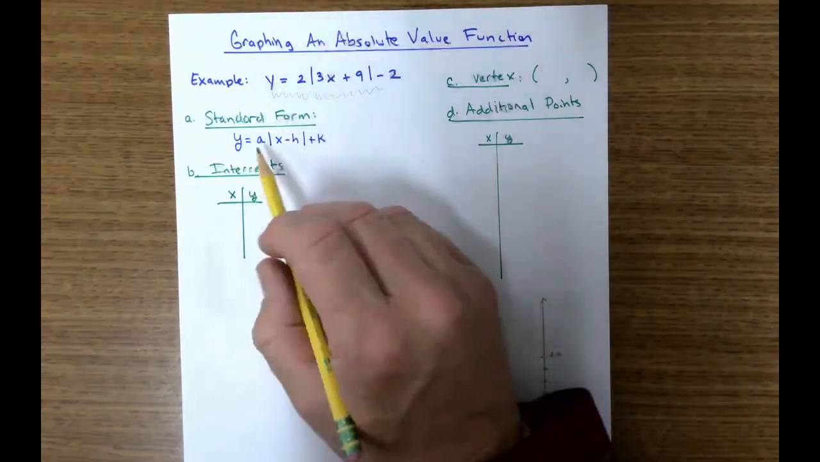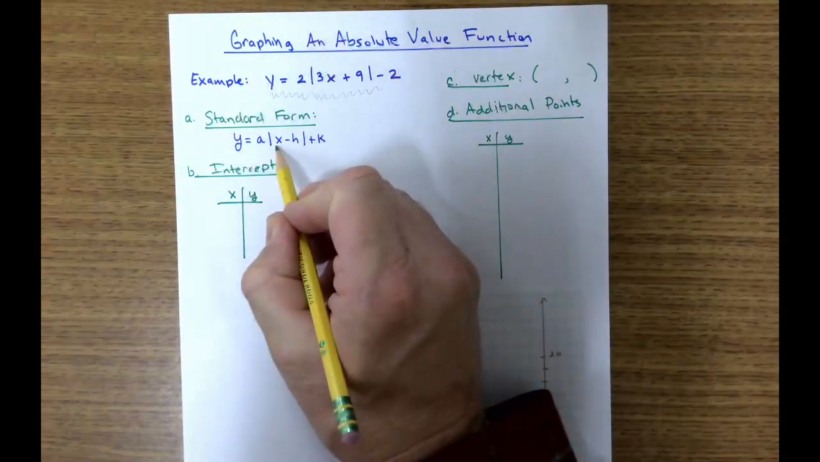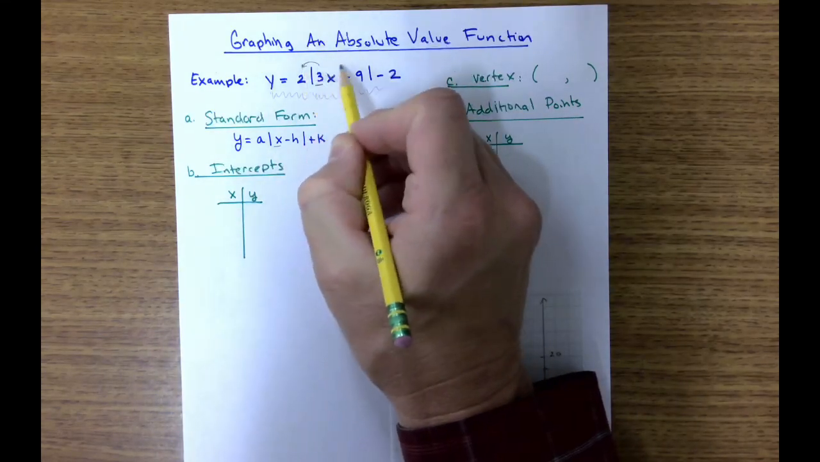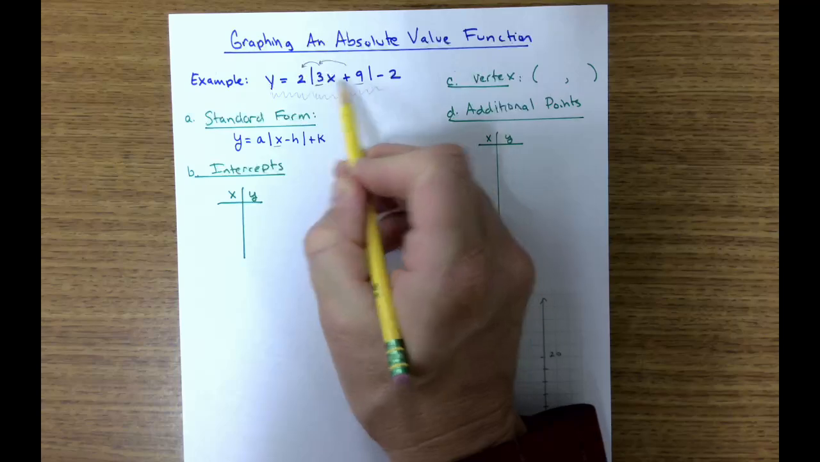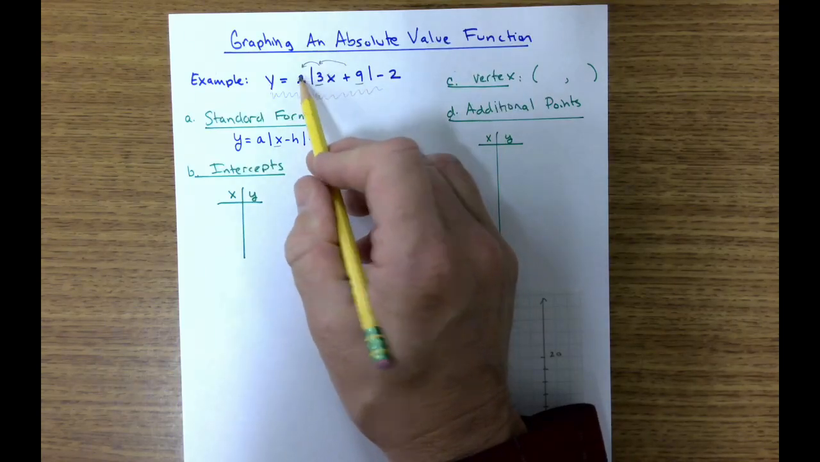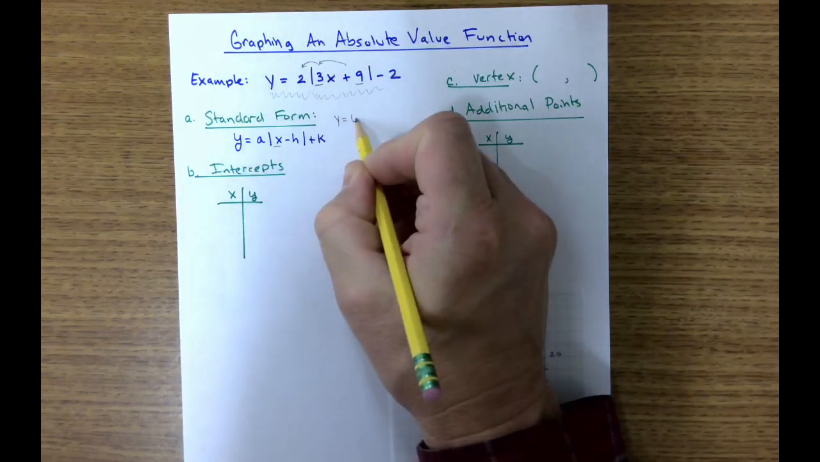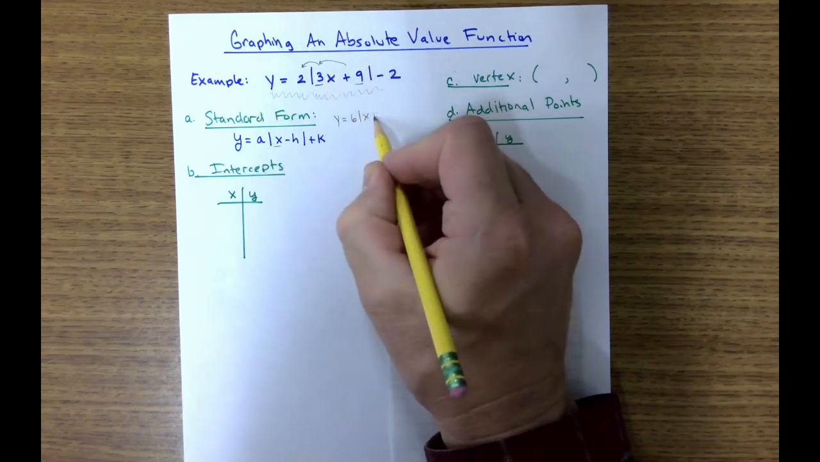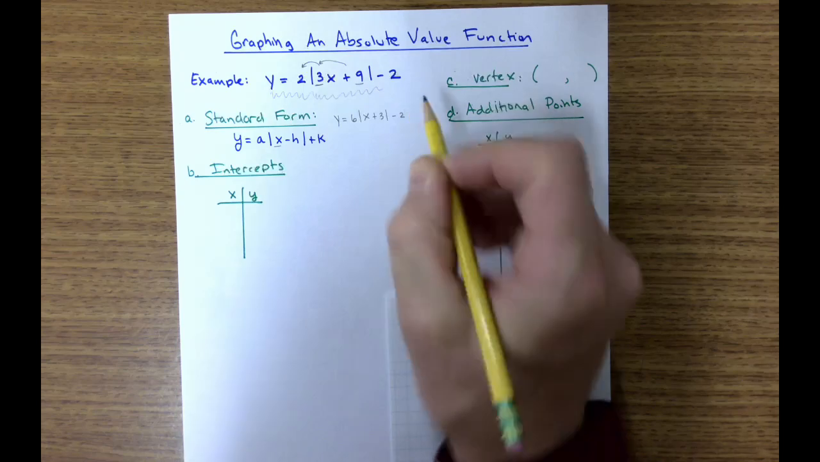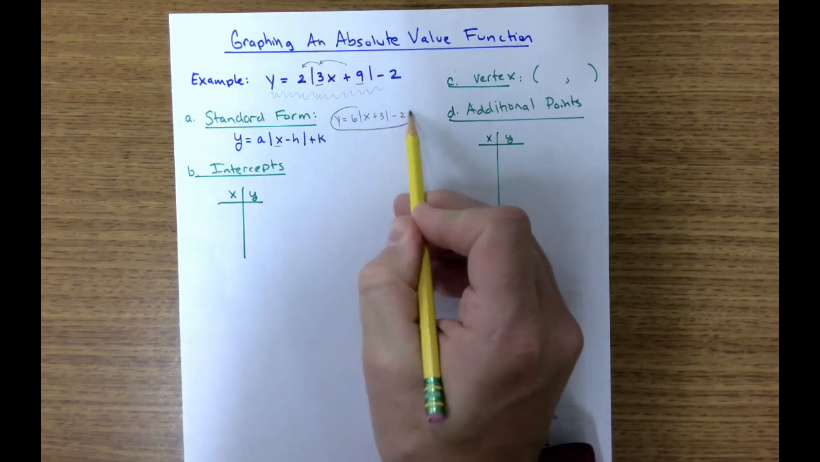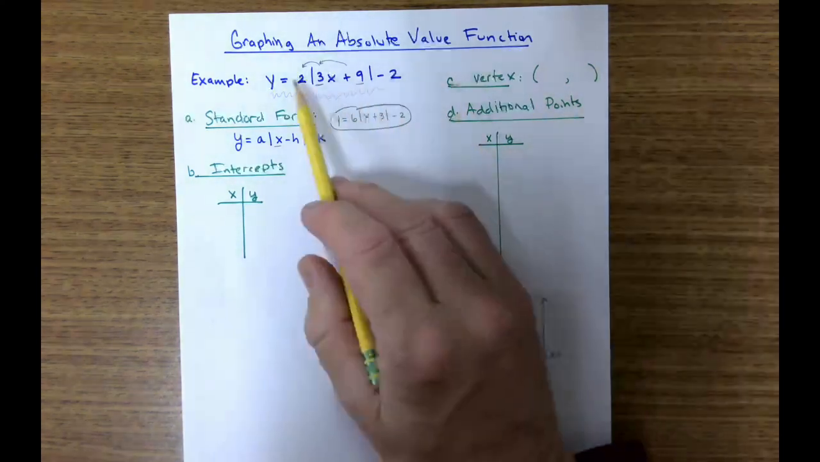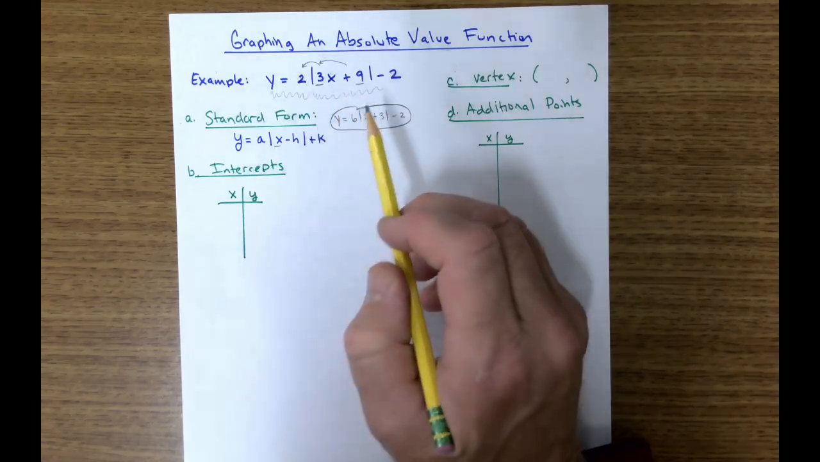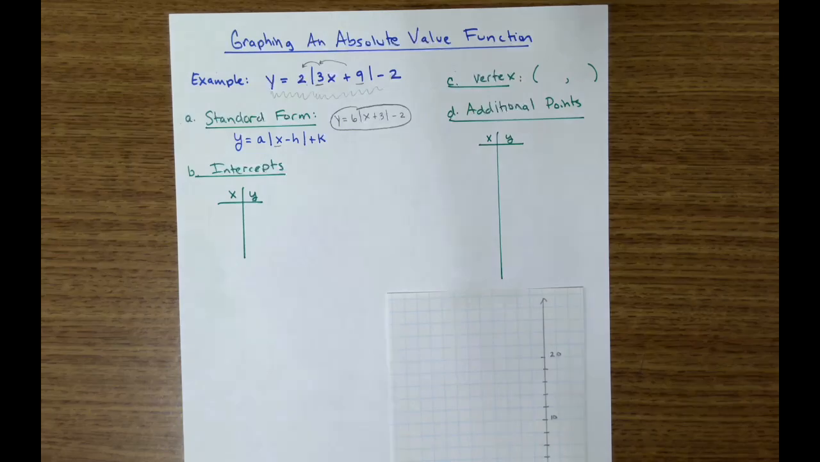Well, step number one is to put it in standard form, which means we don't want a coefficient for x. So right now we have a 3 here. So we need to factor that 3 out to the front. If I divide these both by 3 and multiply that out, now I have y is equal to 6 absolute value of x plus 3, minus 2. 9 divided by 3 is just 3. So there you have the standard form. Now let's double check that. 2 times 3 is 6, 2 times 9 is 18, and 6 times 3 is 18. So everything checks out with the form.